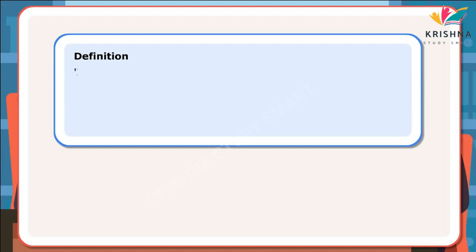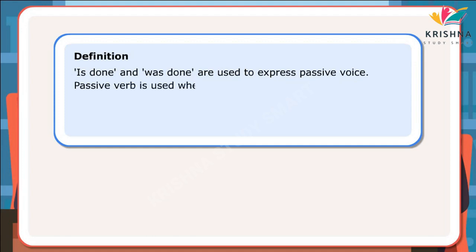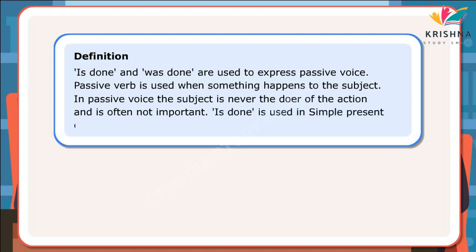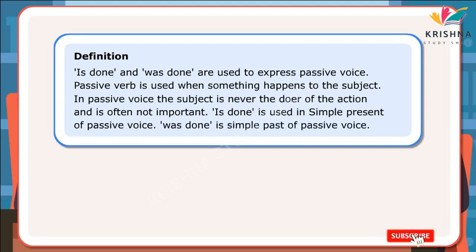Definition. Is done and was done are used to express passive voice. Passive verb is used when something happens to the subject. In passive voice, the subject is never the doer of the action and is often not important. Is done is used in simple present of passive voice. Was done is simple past of passive voice. Let us look at a few sentences.